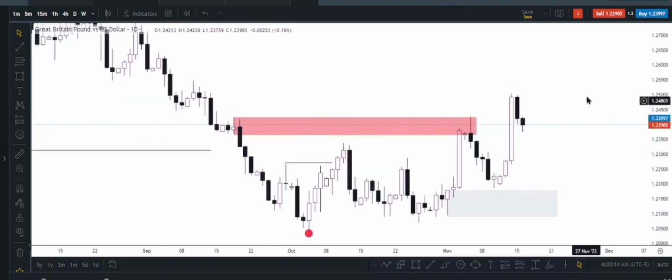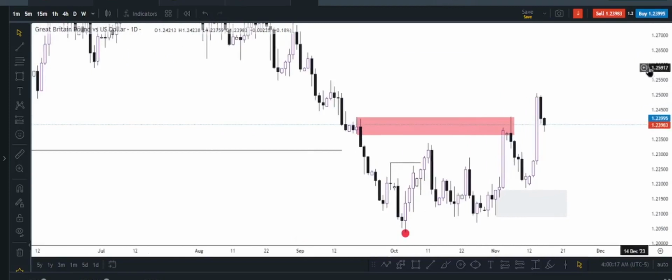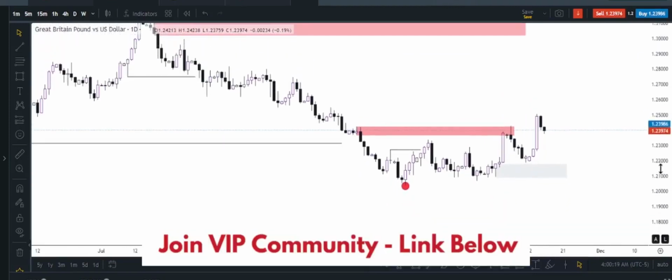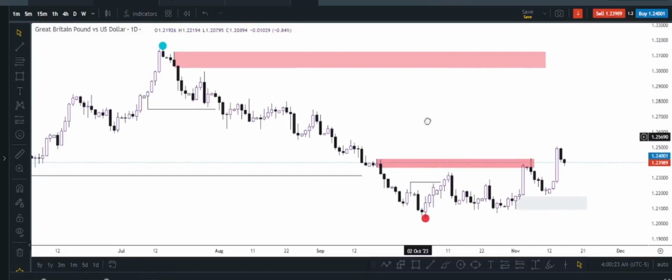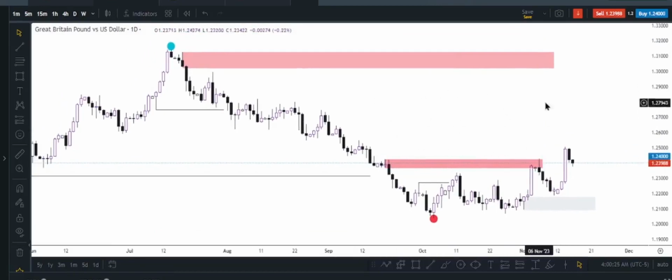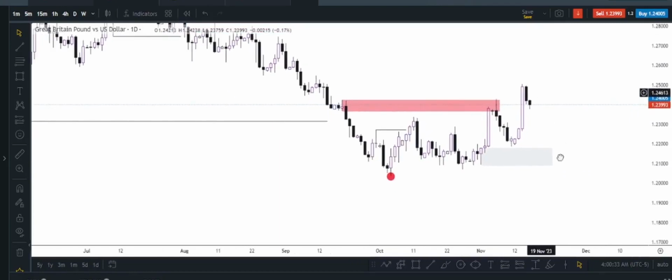I said because price is free. I've told you this several times. Price is free to travel. All of this area is your trading range. So price is free to travel back up to this point and tap on this extreme OB before coming down. All right, and as you can see, this is what happened here.